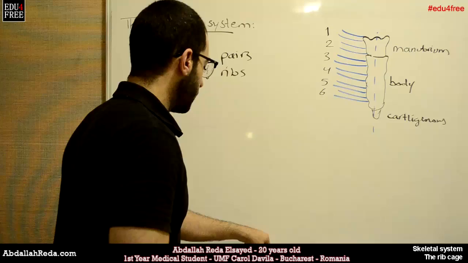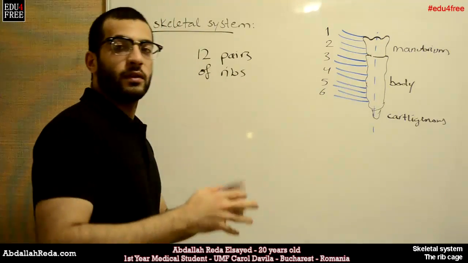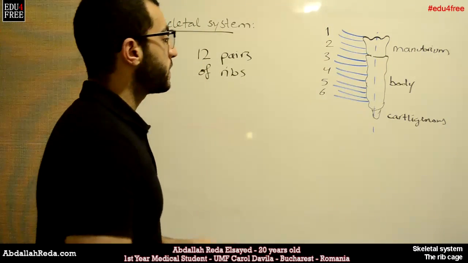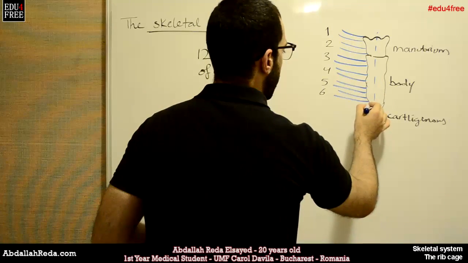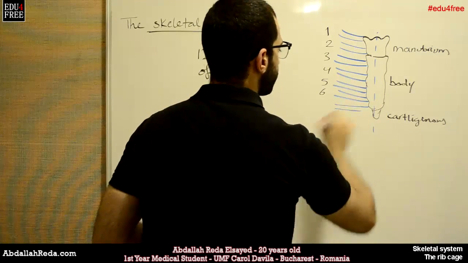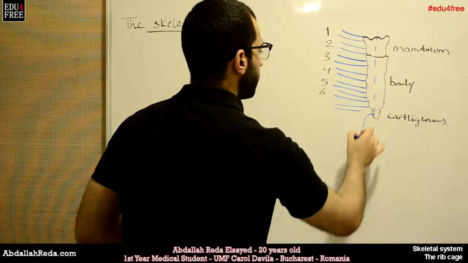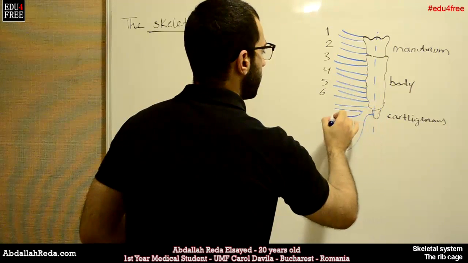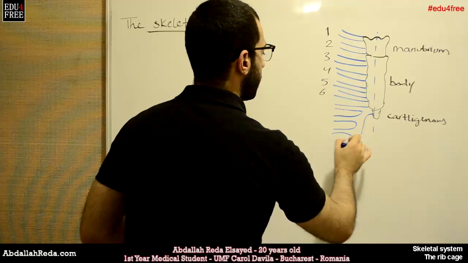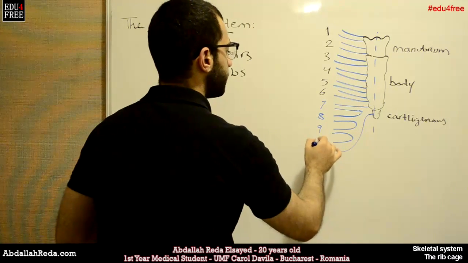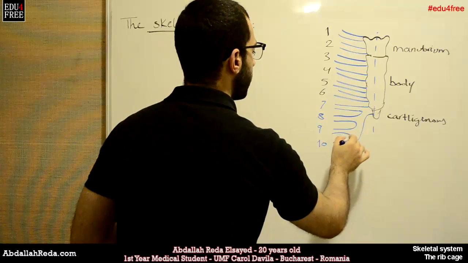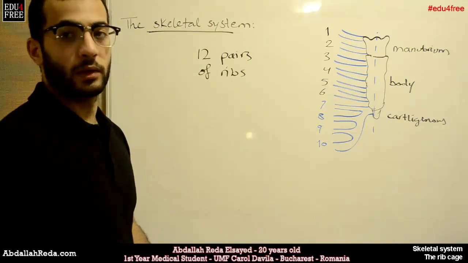Now, for the 7th, 8th, 9th, and 10th ribs, they are joined together with nearly one cartilage. So we have the 7th one like that, and then we have the 8th, 9th, and 10th. So 7, 8, 9, and 10. They're all joined together with one cartilage like this.